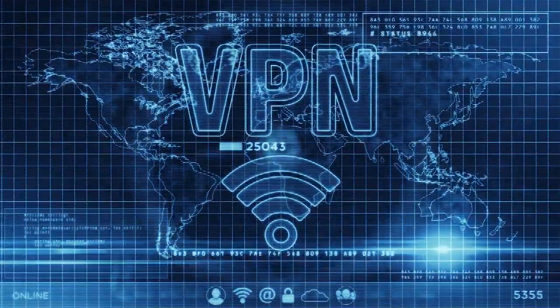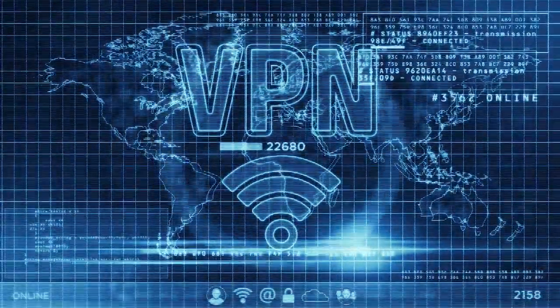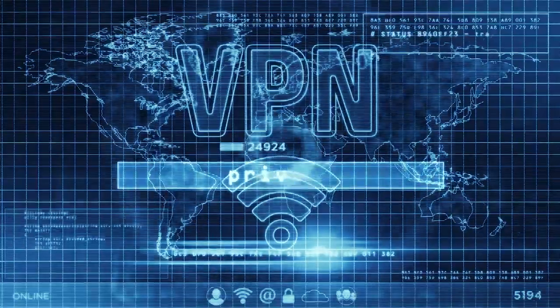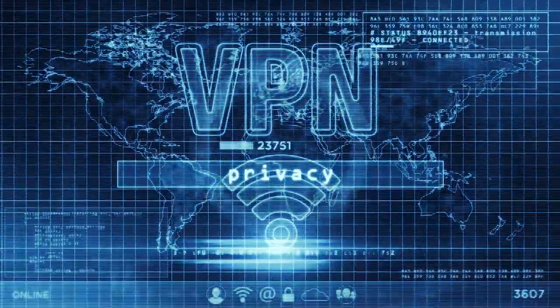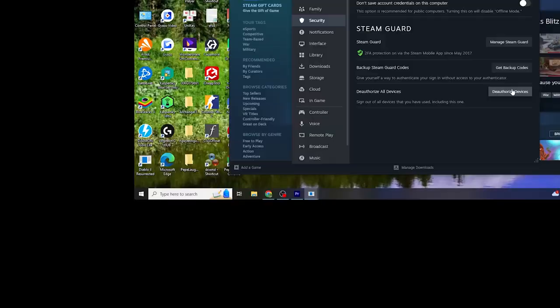Solution 6. Use a VPN. Your primary approach when faced with the Steam error code E87 should be to use an effective VPN solution. It will help bypass trivial network-related issues.